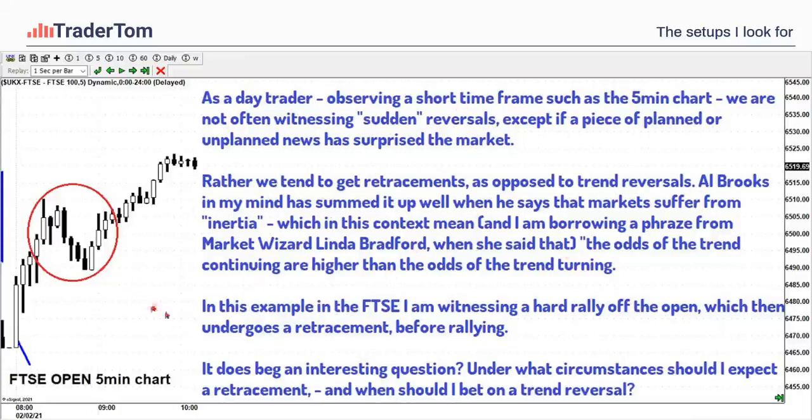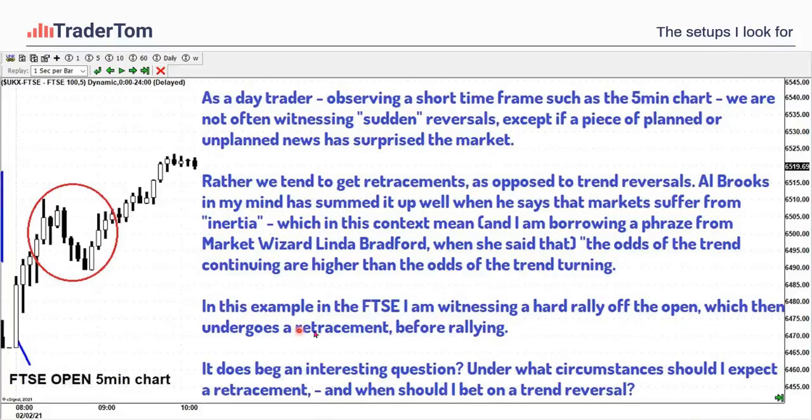So in this example here, where I've circled the FTSE, I'm witnessing a hard rally off the open, which then undergoes a retracement before rallying. It does beg an interesting question. Under what circumstances should I expect a retracement, and when should I bet on a trend reversal? In other words, when is a retracement just a retracement, and when is a retracement a trend reversal? And I think that's one of those questions that we're all suffering from at any given trading day. Should I be betting on a trend continuation, or should I be betting on a reversal?